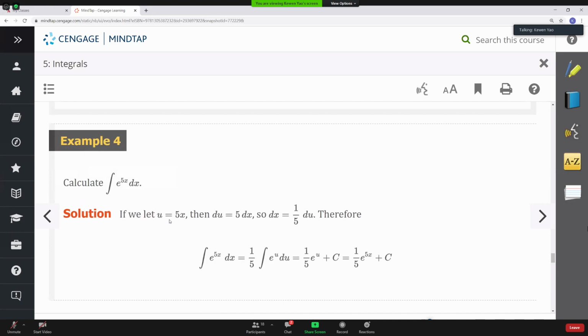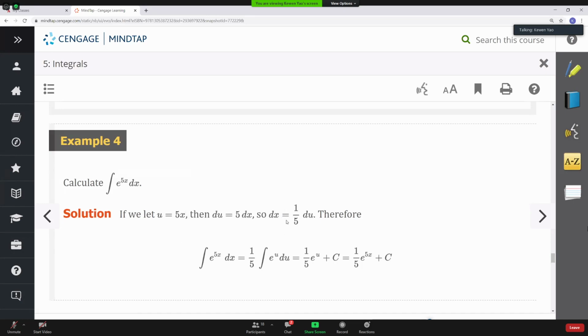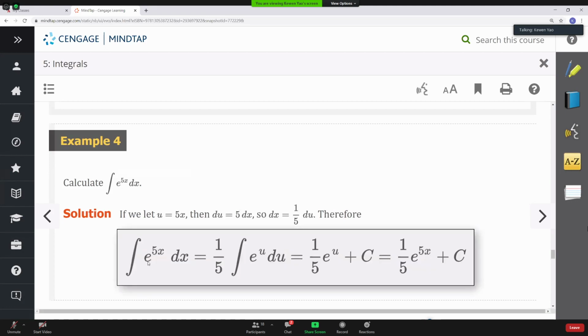You replace u by what? 5x. So use the u substitution method once again. You use 5x and solve for du. du is the derivative of 5x, which is 5, so du is 5 dx. Divided by 5, dx is 1/5 du. Now you can write everything in terms of u. e to the 5x is e to the u, and dx is 1/5 du. So 1/5 is a scalar, put outside, and the antiderivative for e to the u is a piece of cake because it's e to the u itself.